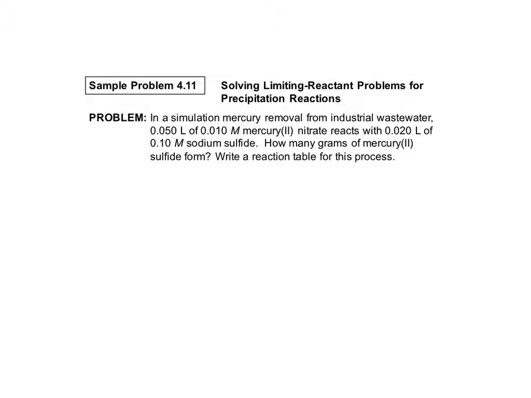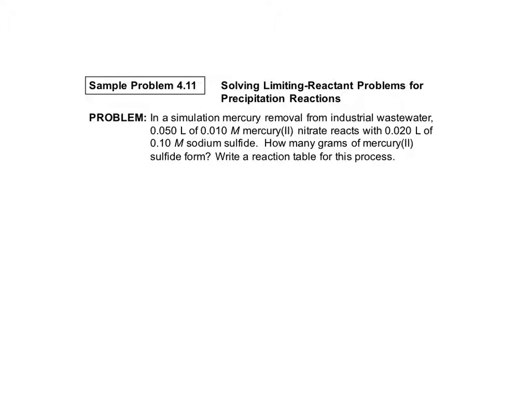All right, sample problem 4.11 says that in a simulation, mercury removal from industrial wastewater, 0.05 liters of 0.01 molar mercury(II) nitrate reacts with 0.020 liters of 0.1 molar sodium sulfide. How many grams of mercury(II) sulfide form? Write a reaction table for this process.